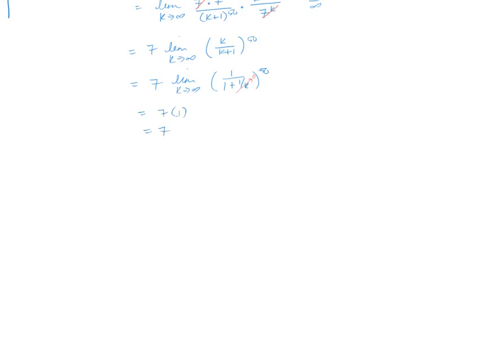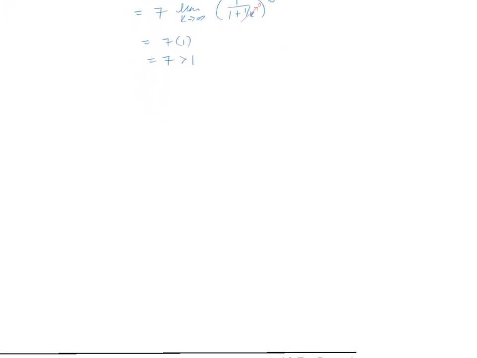And then 7 is greater than 1. So by the second criteria, the series is going to diverge. So my conclusion is diverges by ratio test.